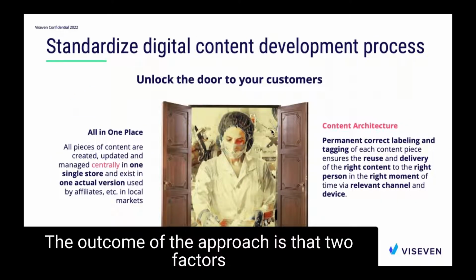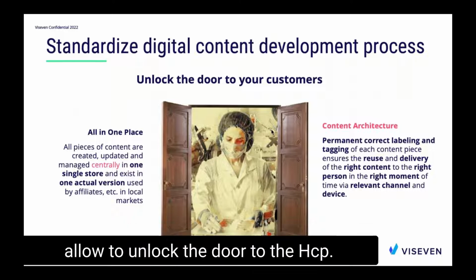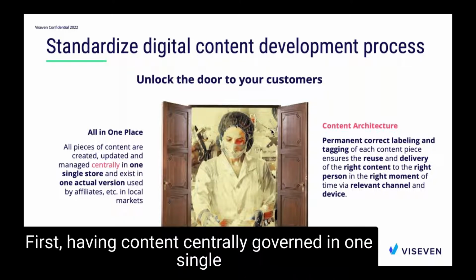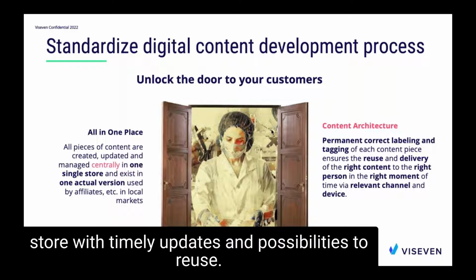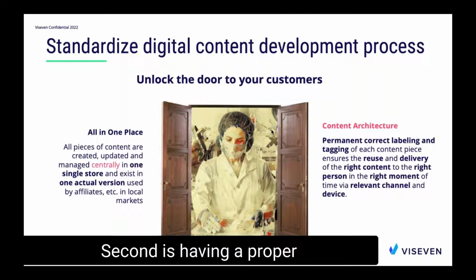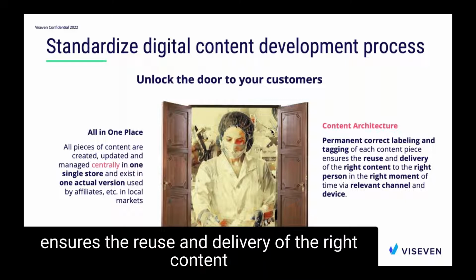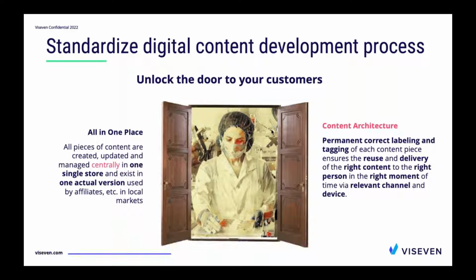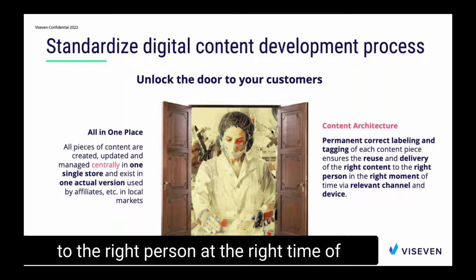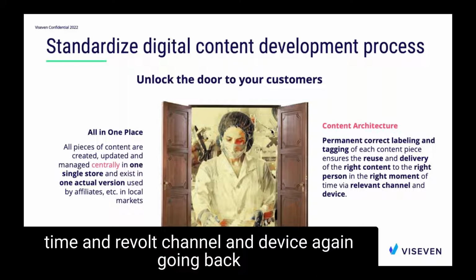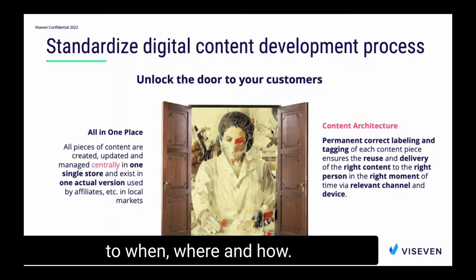The outcome of the approach is that 2 factors allow us to unlock the door to the HCP. First, having content centrally governed in one single store with timely updates and possibilities to reuse. Second is having a proper content architecture in place. Permanent, correct labeling and tagging of each content piece ensures the reuse and delivery of the right content to the right person at the right time and relevant channel and device. Again, going back to when, where, and how.